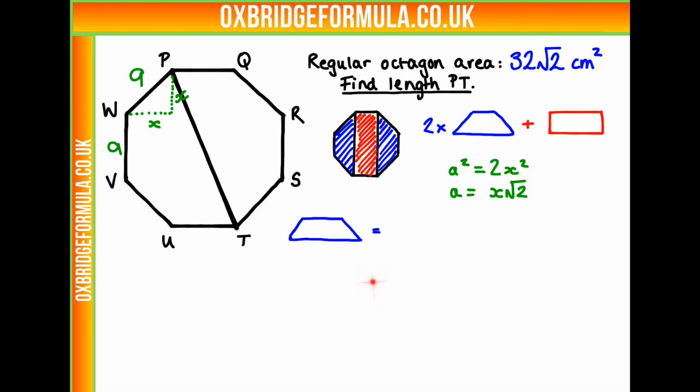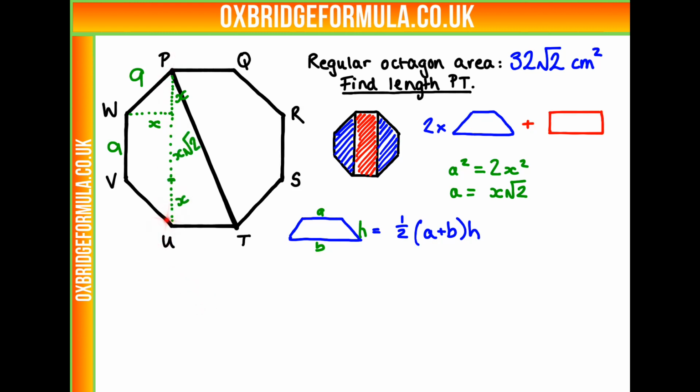So if we start with our trapezium, what is the expression for the area of a trapezium? That is half A plus B times H, with our A and B being our two parallel sides and our H being our height. So using our sides here, we can work that out. We know that A is going to be A here, or X root 2 as we established. Our B is going to be this length down here. So what's that going to calculate to?